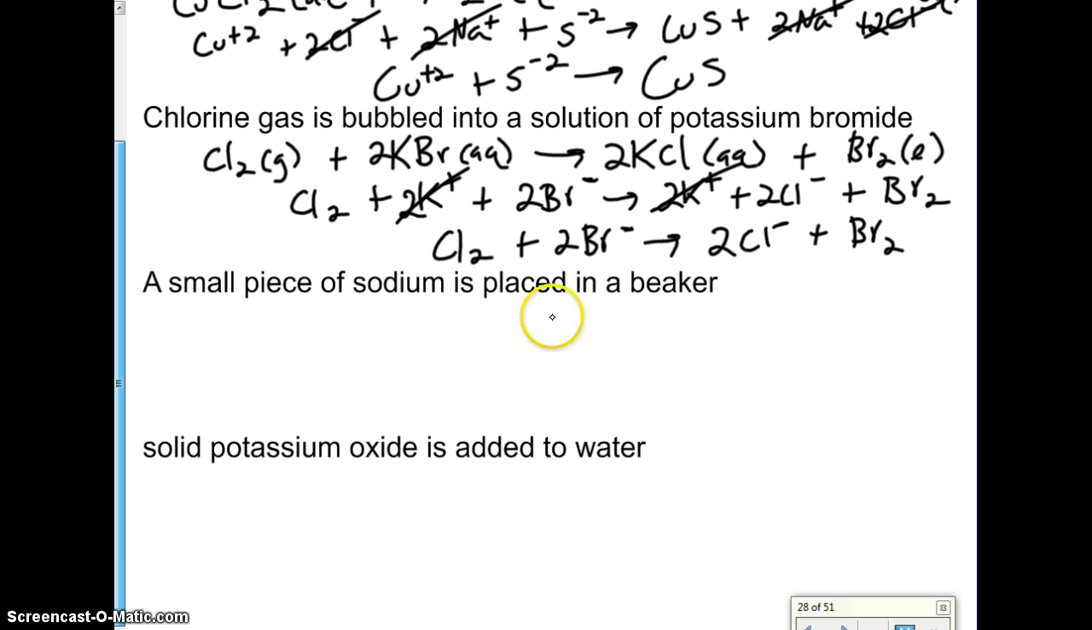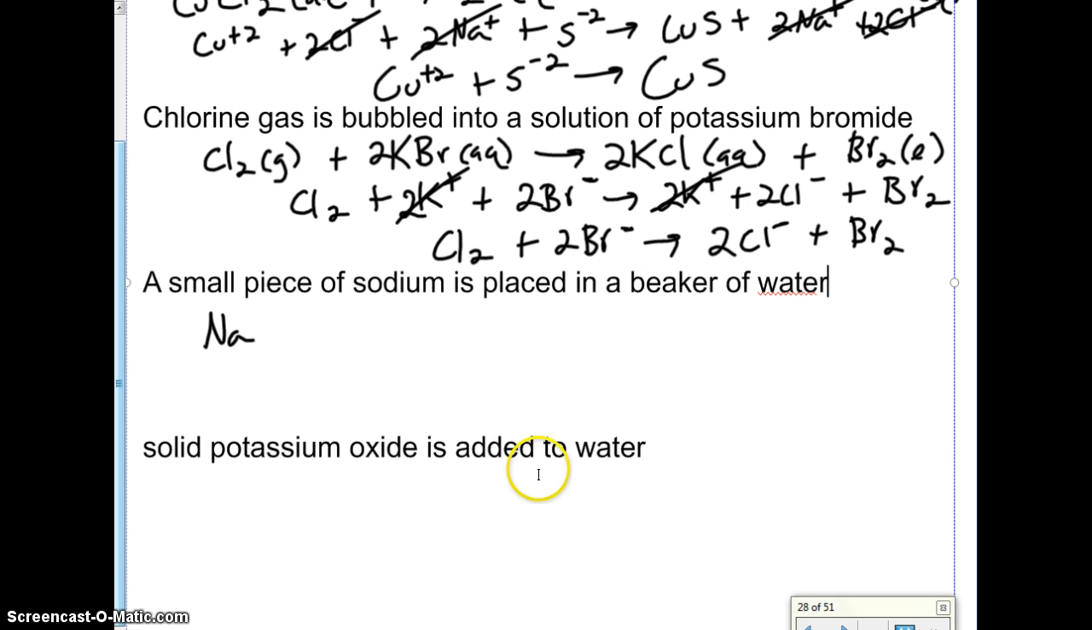Okay, a small piece of sodium is placed in a beaker. It should say a beaker of water. Not sure what happened with the water there, but we have Na, and let's go ahead and fix that so that doesn't confuse us. There we go. There's our water. Sodium is placed in a beaker of water, so we have plus H2O.